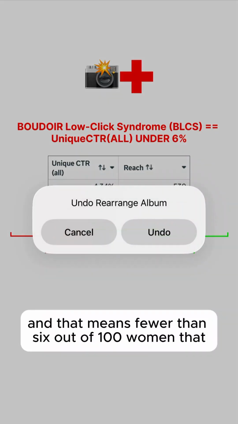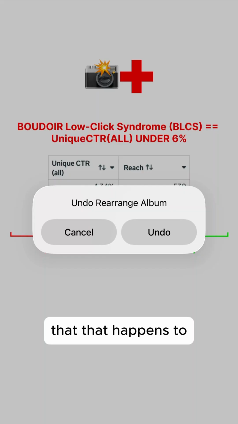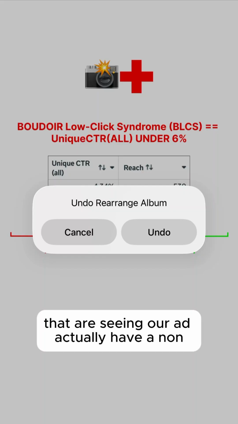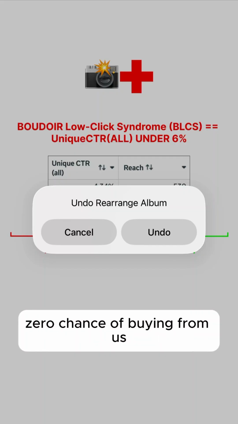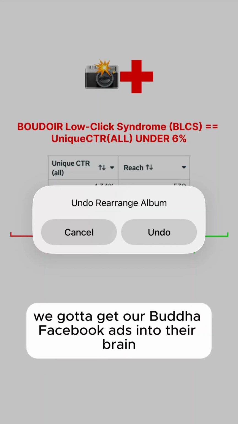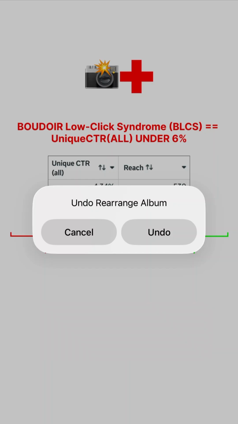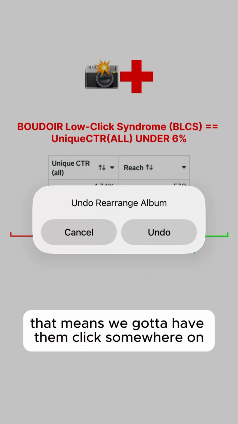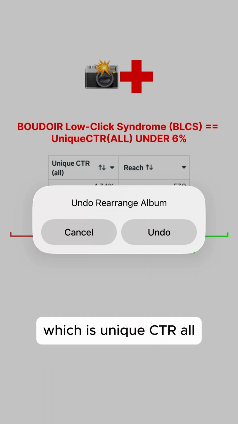And that means fewer than 6 out of 100 women that are seeing our ad actually have a non-zero chance of buying from us. So we gotta get our Boudoir Facebook ads into their brain because that's the only chance they'll buy from us. That means we gotta have them click somewhere on it instead of simply scrolling on by, which is unique CTR.